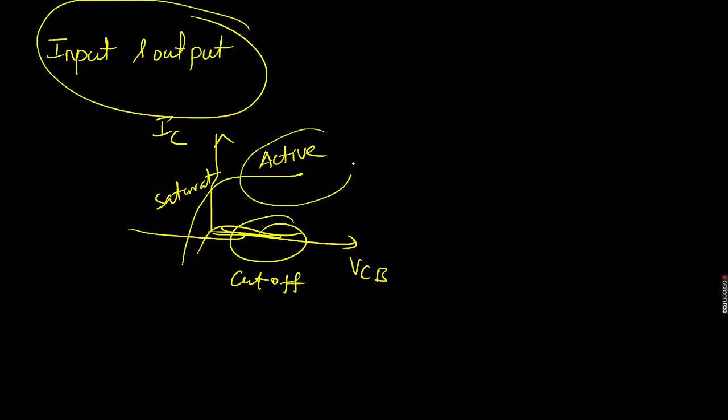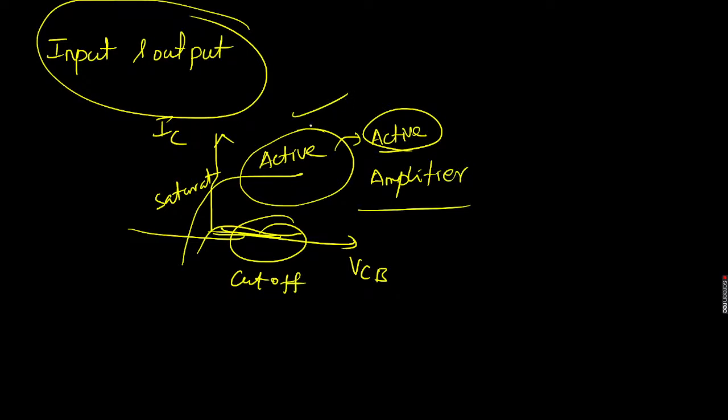Generally the transistor is used in the active region. The transistor will act as an amplifier in the active region. That's why we always use it there. That's why the transistor is always operated in the active region.